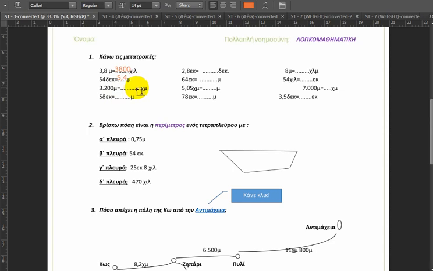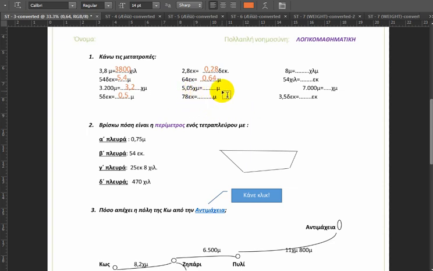Meters into kilometers means I need to divide by 1,000, so 3.2. Decimeters into meters means I need to divide by 10, so 0.5. Centimeters into decimeters means I need to divide by 10, so 0.28. Centimeters into meters means I need to divide by 100, so 0.64.